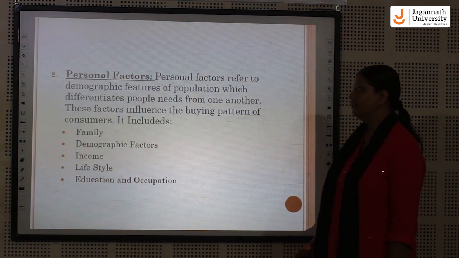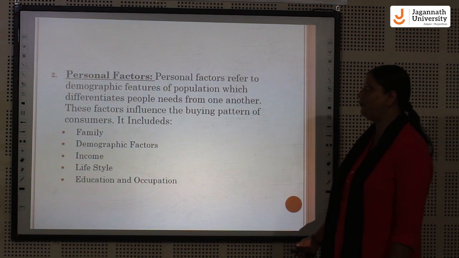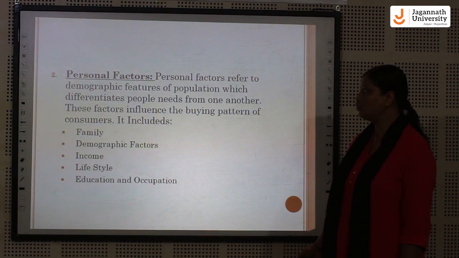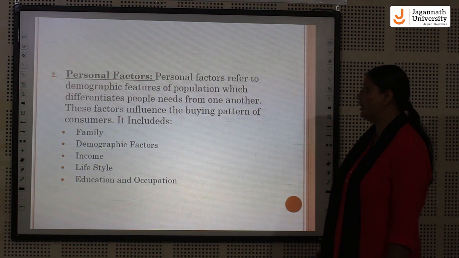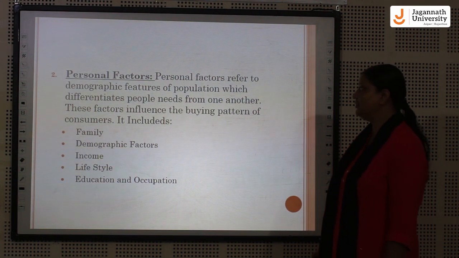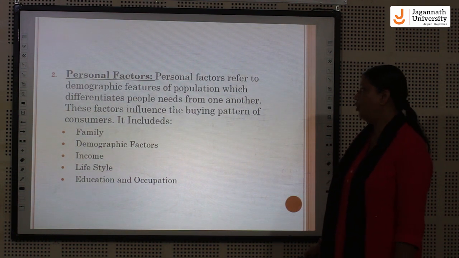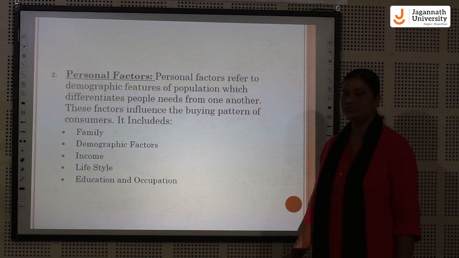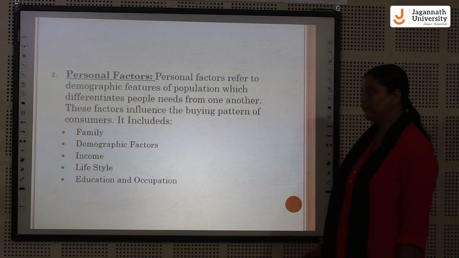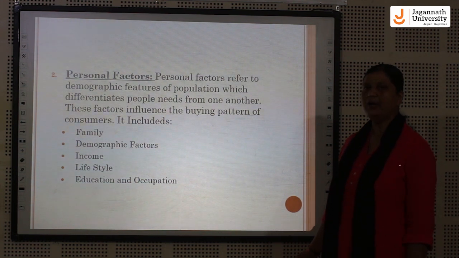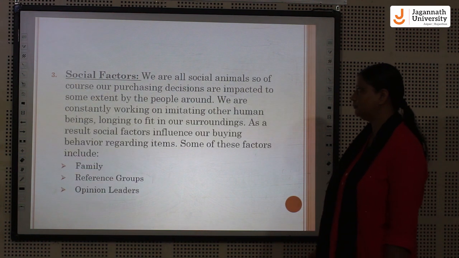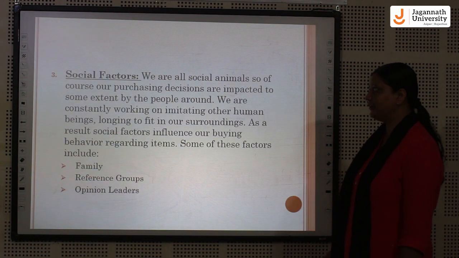The second determinant are the personal factors. Personal factors refer to the demographic features of population which differentiate people's needs from one another. These factors influence the buying pattern of consumers. It includes family, demographic factors, income, lifestyle, education and occupation.